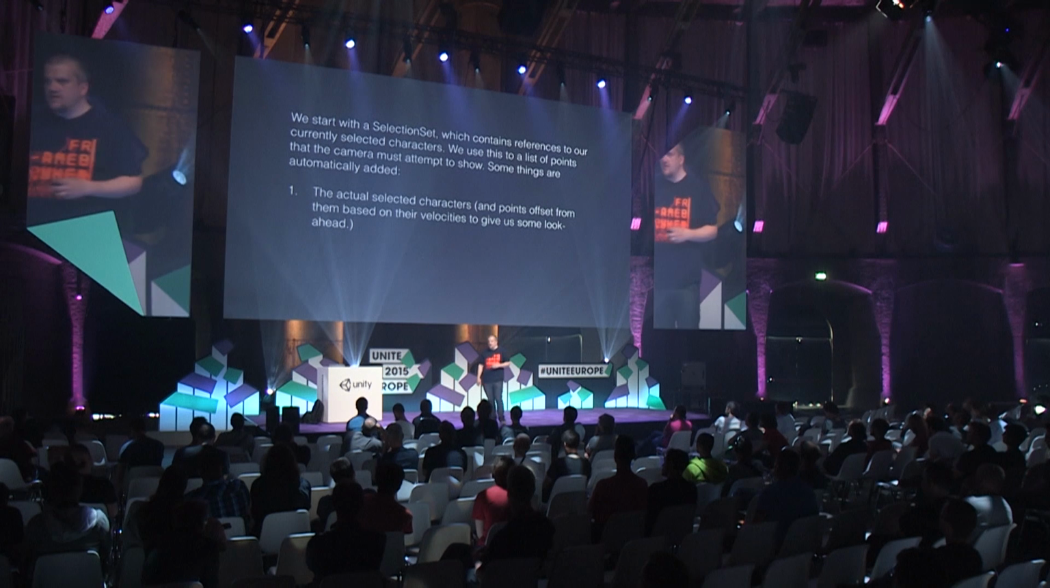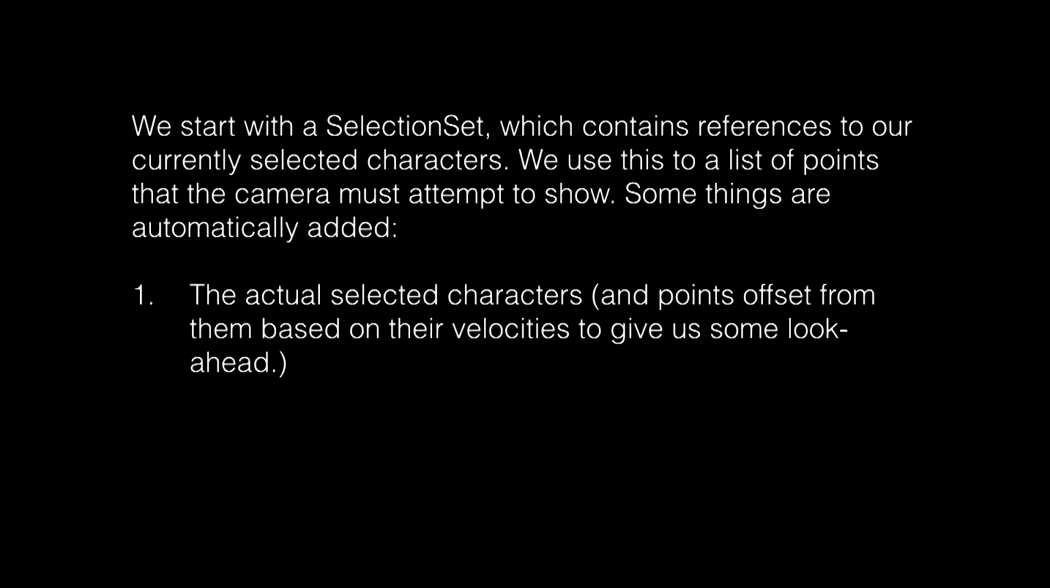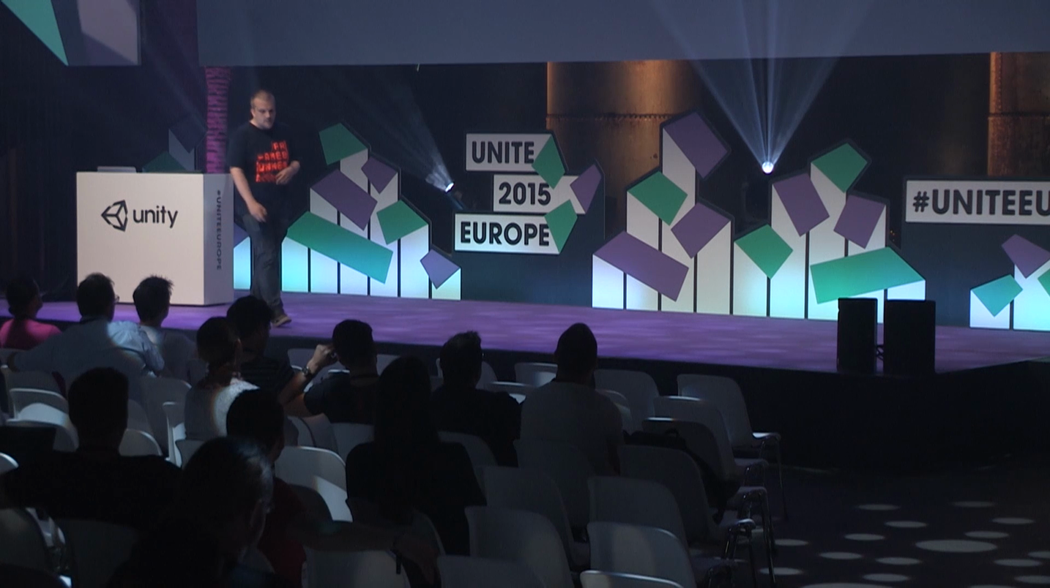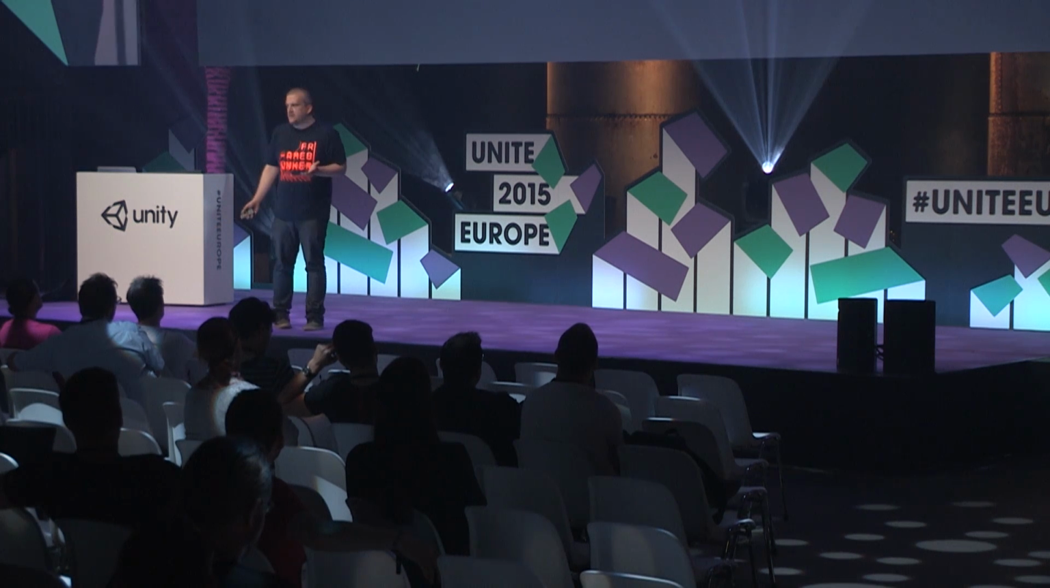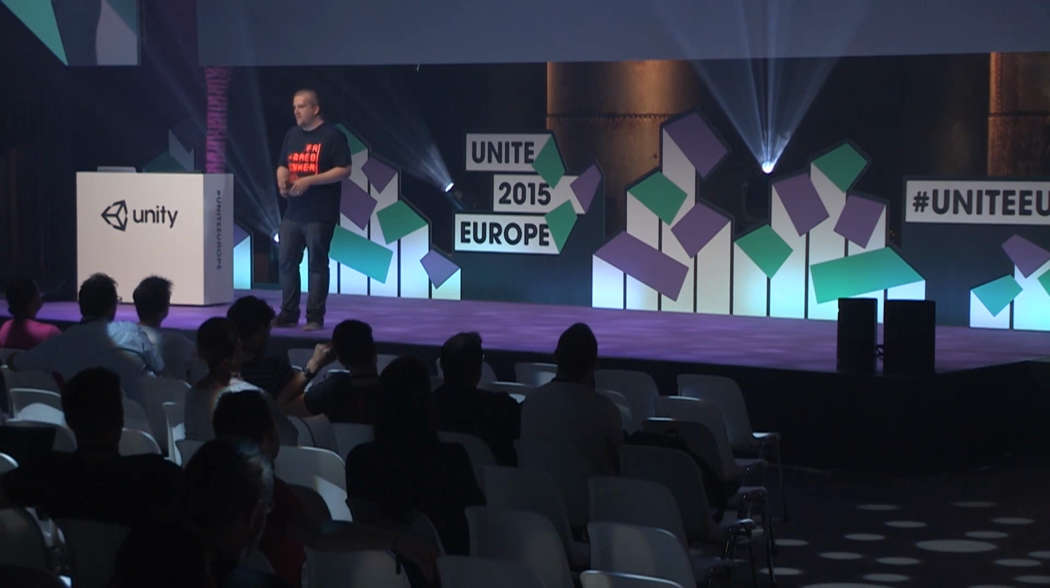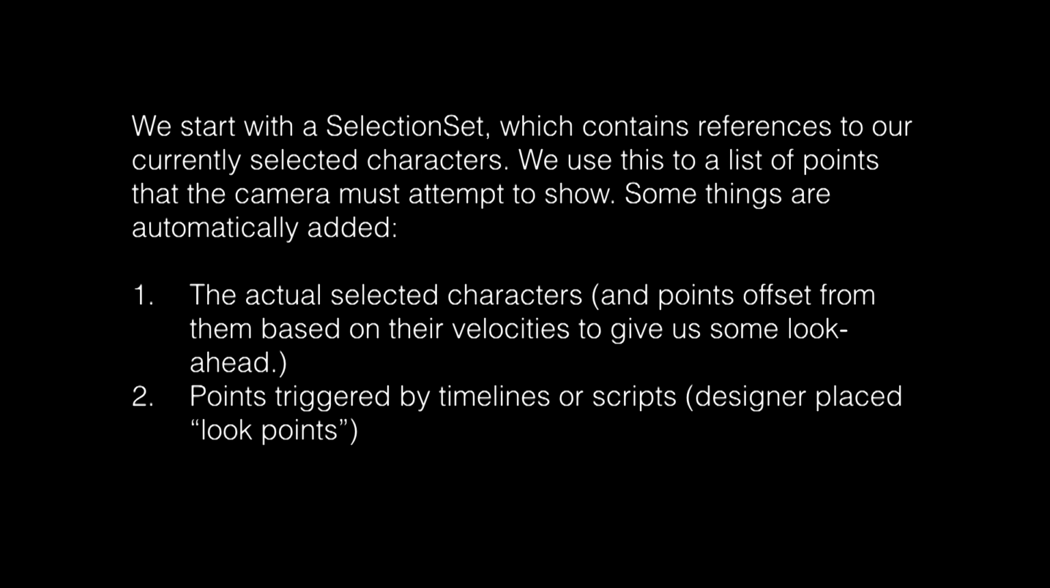We also take the offset points based on the velocity of the characters. This gives us a little bit of look ahead. As you run, it pushes a point forward. That point is important as well. Points triggered by timelines and scripts are important. If a designer has decided that a cinematic view over part of the city is important, then that needs to be included. If a hint to head down an alley got triggered by a timeline, that point is important as well.